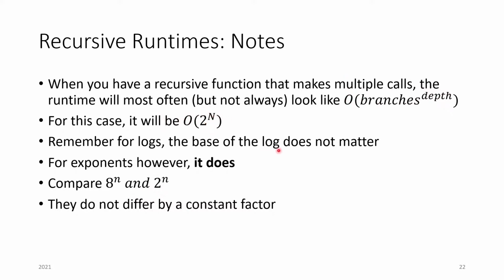So for logarithms, the base of the log does not matter, but for exponents, the base does matter. That's why I just want to explain that. To compare a to the n, 2 to the n, 3 to the n or 4 to the n, they do not differ by a constant factor. So base to powers does matter a lot when you specify your order. Logarithms, you can just use a standard log, that's perfectly fine because you're just going to define some constant factor.